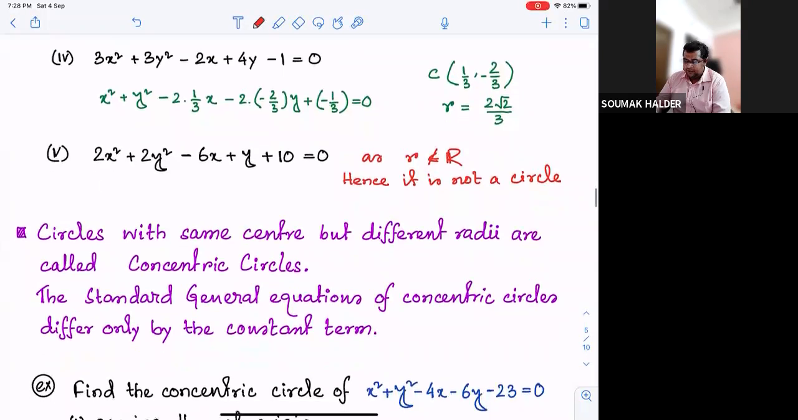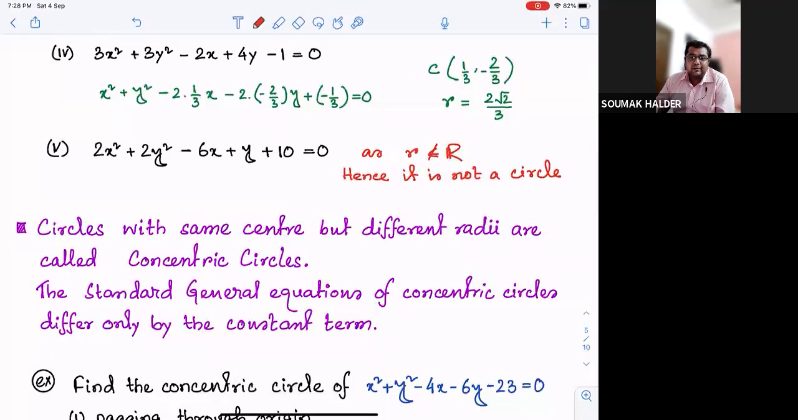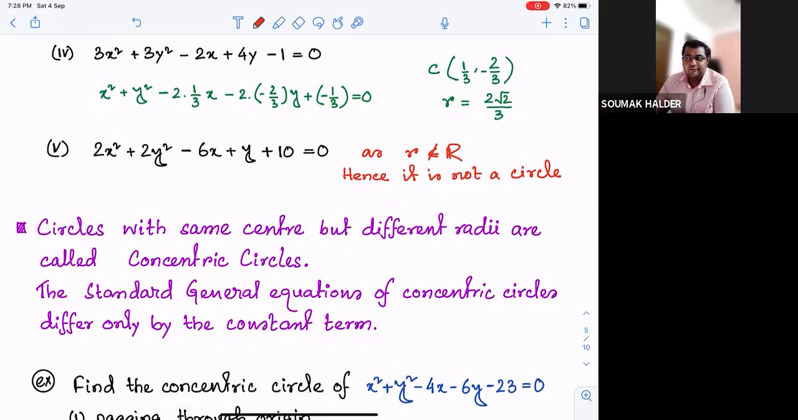Okay. Now on that basis, let us address this example that we are going to find a concentric circle of x square plus y square minus 4x minus 6y minus 23 is equal to 0. So even before we proceed ahead, can we identify the circle itself? What is the center and the radius for this given circle? 2, 3 is the center.